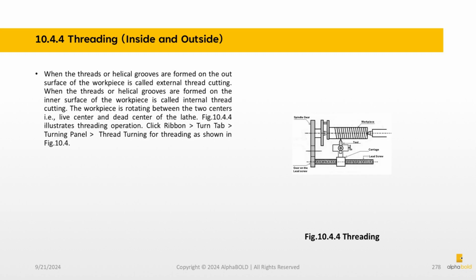When the threads or helical grooves are formed on the outer surface of the workpiece, it is called external thread cutting. When the threads or helical grooves are formed on the inner surface of the workpiece, it is called internal thread cutting. The workpiece is rotating between the two centers, such as live center and dead center of the lathe. The example illustrates threading operation. Click ribbon, turn tab, turning panel, thread turning for threading.